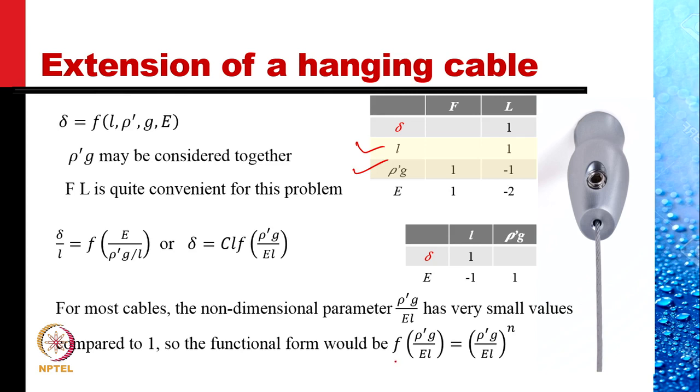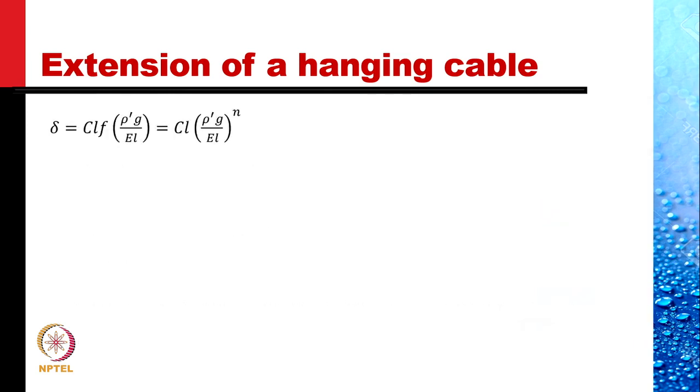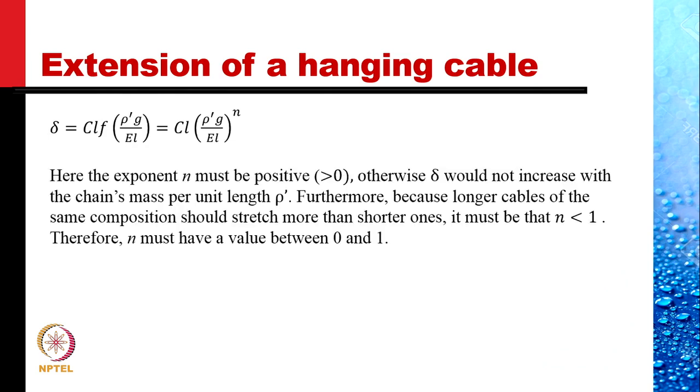So the functional form should be like this: y as a function of x, with x becoming very small. So the functional form should be like x raised to the power n. Now, we could draw some arguments about the value of n. Here n must be positive, because if n is not positive, then delta would not increase with the change in mass, rho prime.